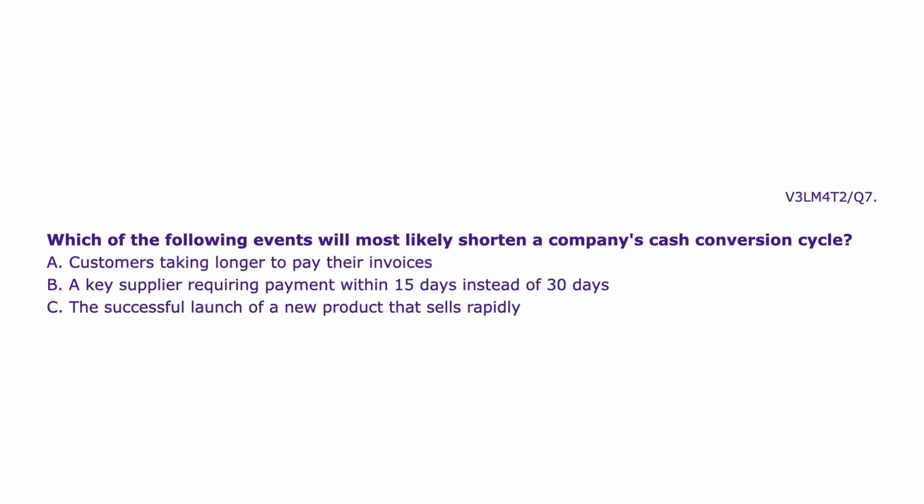Which of the following events will most likely shorten a company's cash conversion cycle? A. Customers taking longer to pay their invoices. B. A key supplier requiring payment within 15 days instead of 30 days. C. The successful launch of a new product that sells rapidly.